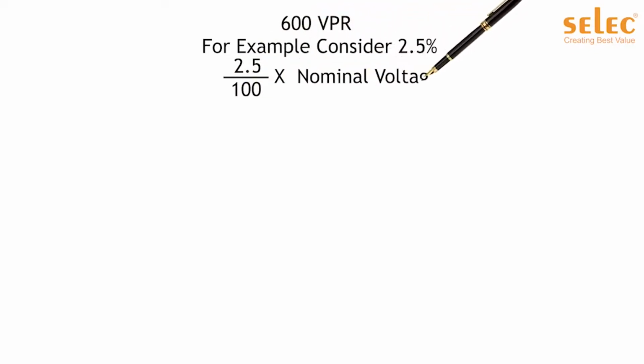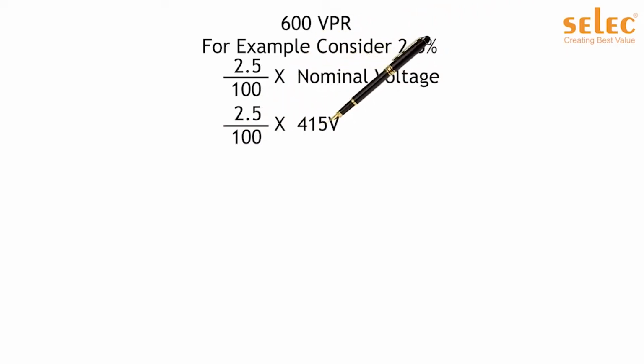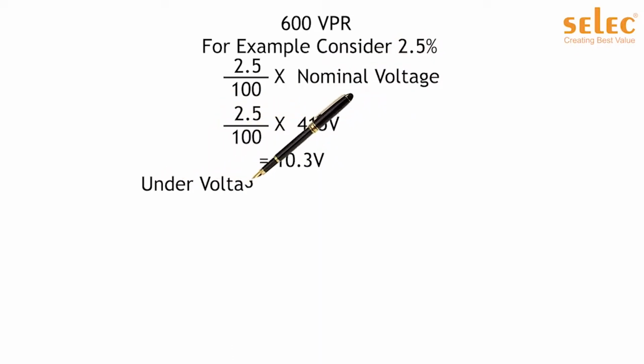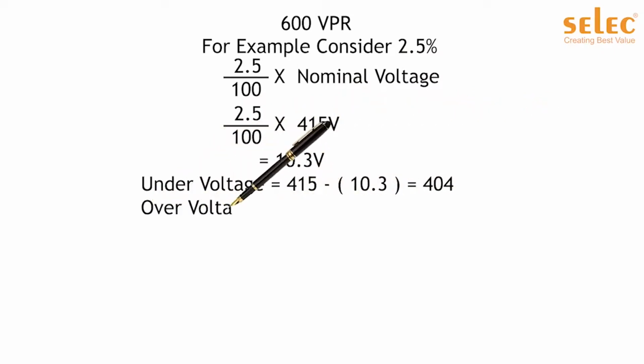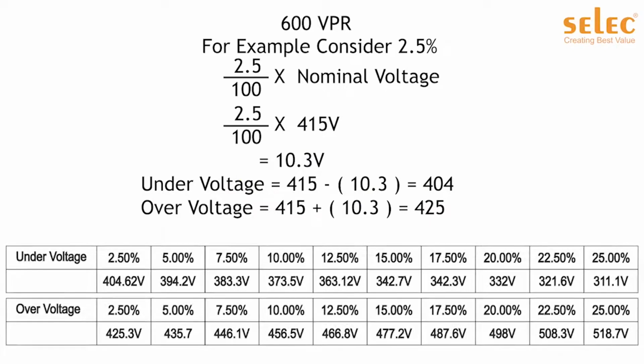The nominal voltage of the product is 415 volt, so 2.5 divided by 100 into 415, which is 10.3. So for undervoltage, you need to do 415 minus 10.3, which is 404 volt. For overvoltage, 415 plus 10.3, which is 425 volt. Same way, you can calculate your undervoltage and overvoltage values from 2.50% to 25%.